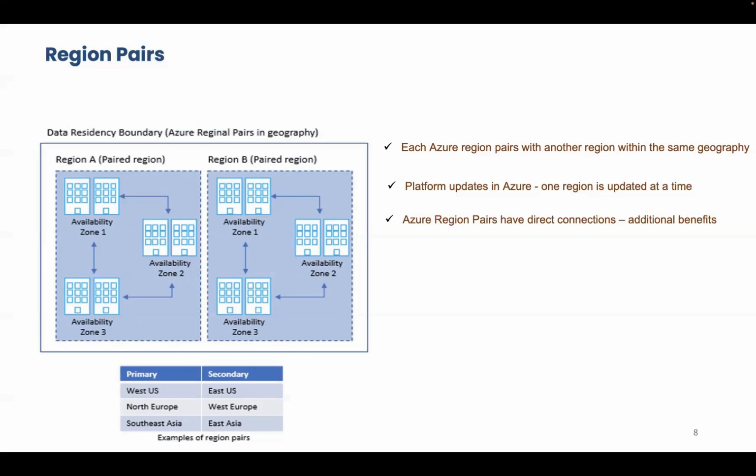Another important concept is that every region in a pair is always located more than 300 miles apart when possible.